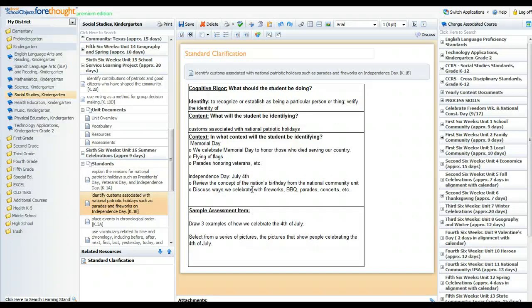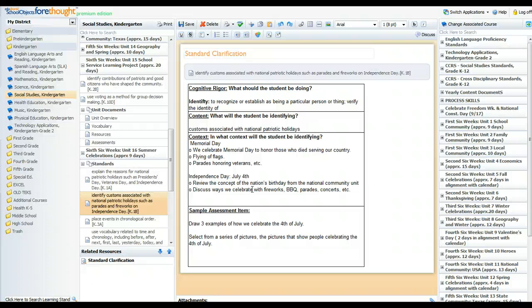It'd be great if you did a Venn diagram and had the children chart out the different ways that we celebrate, and then have them pick 3 ways to come up to that. And then from a series of pictures, make sure they have pictures that show people celebrating the 4th of July, and they could select from those. That would be a good way to assess the difference.